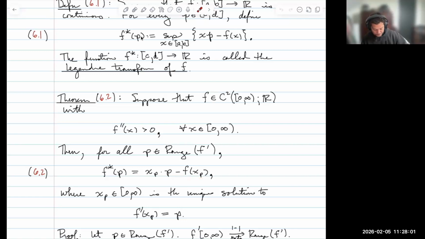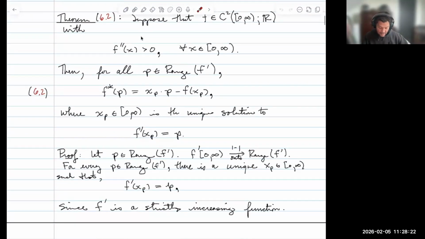But what is x sub p? X sub p is a unique number. Can you guys still hear me? Okay. It is a unique number in 0 to infinity that is the solution of this equation: f prime of x sub p is equal to p. So this p is in the range of f prime, as we said from the outset.